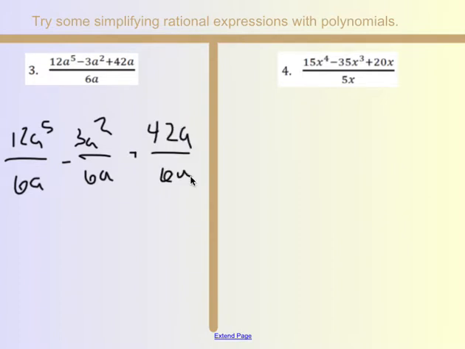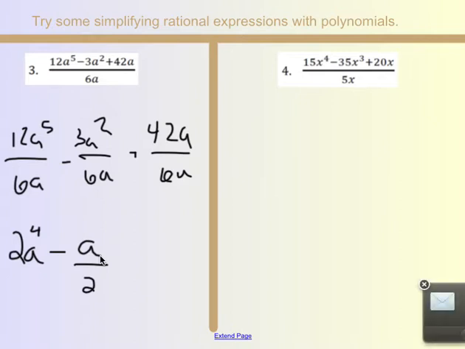So let's take a look. 12 divided by 6 is 2. a to the 5th divided by a to the 1st, you're going to subtract those exponents. 5 minus 1 is going to give you a to the 4th. Then negative 3 divided by 6, well, that fraction is going to reduce to negative 1/2. But I'm going to have an a on top, so I don't need to have a 1, because a squared divided by a to the 1st is just a. Then taking a look at number 2.